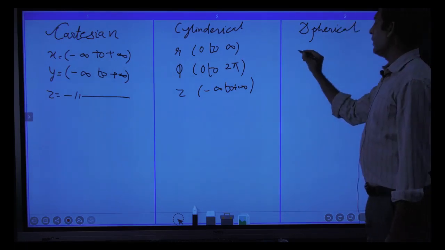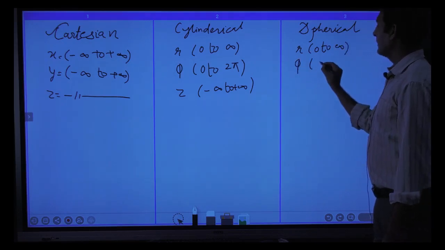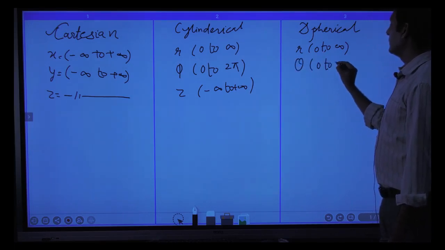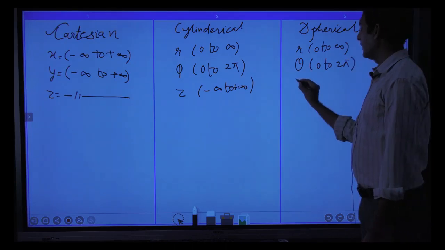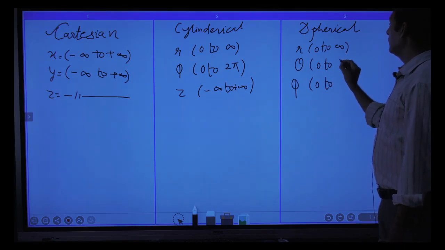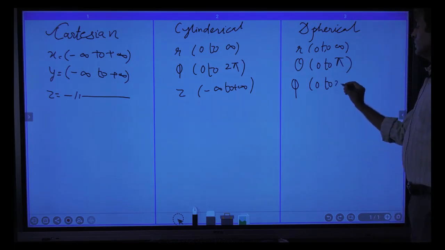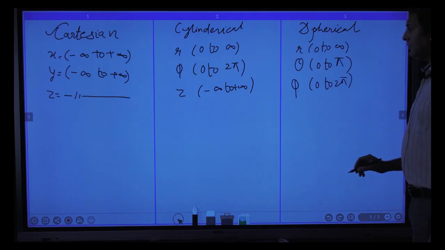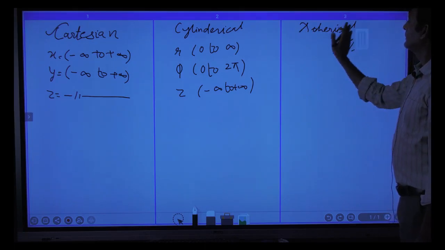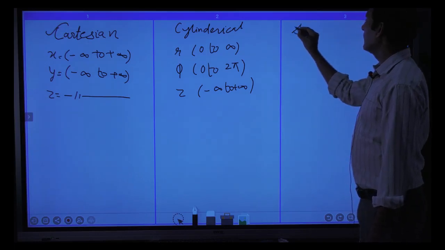For the spherical system we'll have r, same, 0 to infinity. Second one here we have θ, and here this one we have to remember. Sorry, we'll cut this. Similarly, the third one for spherical we can write down.